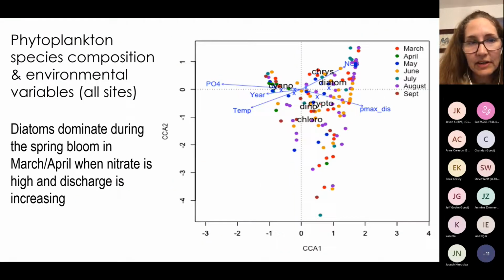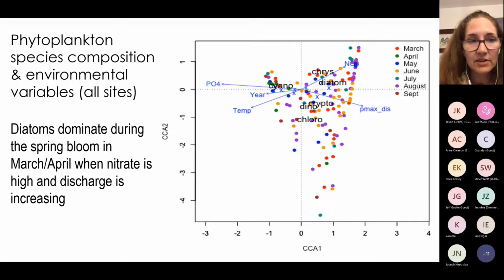The type of phytoplankton that's there, we can combine all the data that we collect on phytoplankton species composition. And this is just showing canonical correspondence analysis, where we're combining environmental variables like maximum discharge, temperature, year of observation, and then some of the nutrients like phosphorus and orthophosphate and nitrate. And this just shows what type species are connected to what environmental characteristics.